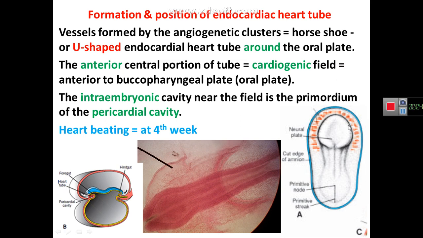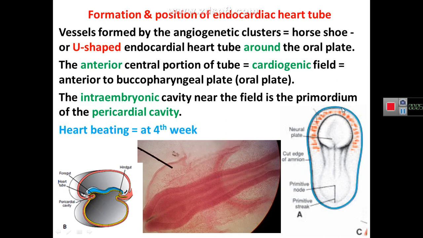And this U-shaped endocardial heart tube is formed around the oropharyngeal membrane, which is the buccopharyngeal membrane, or it could be called the oral plate. You know, the trilaminar germ disc shows an anterior region of fusion between the ectoderm and endoderm with no mesoderm, called the buccopharyngeal membrane, oropharyngeal membrane, or oral plate. And you can see that the U-shaped or horseshoe endocardial heart tube is formed around the buccopharyngeal membrane or oral plate.